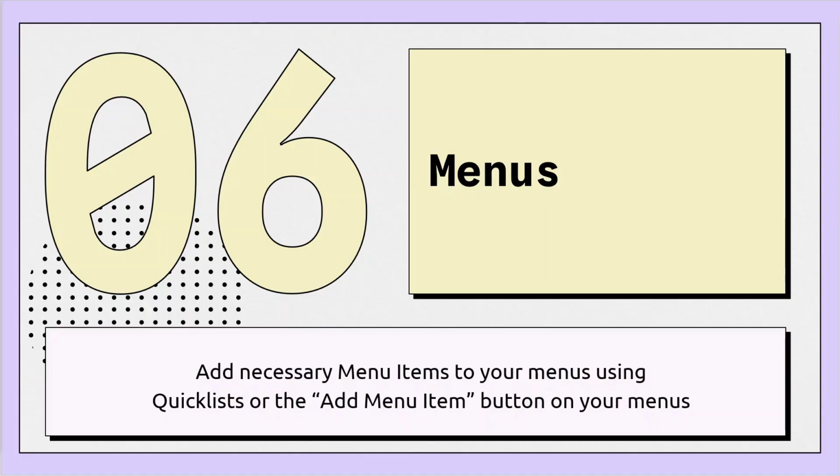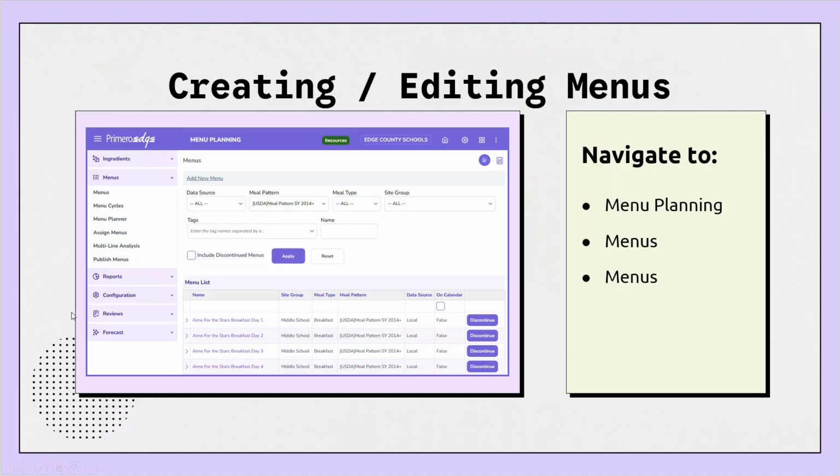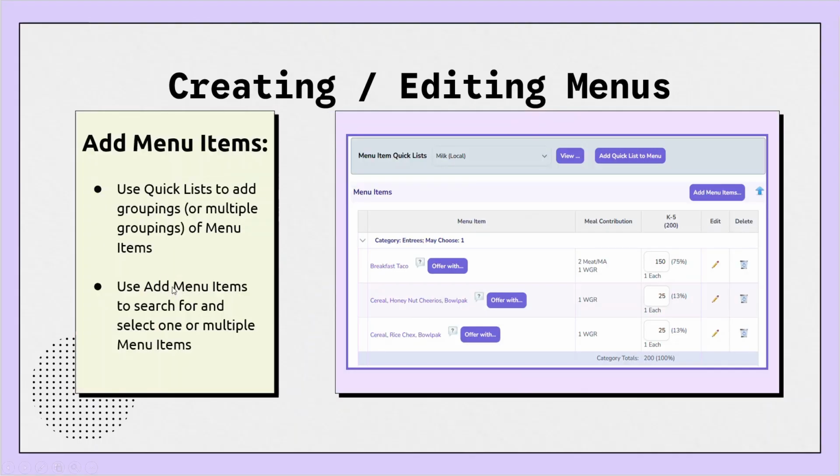The other area that we're going to talk about is menus. Navigate to your Menus page to view existing menus or create new ones. So Menu Planning, the Menus section on the left-hand side, and then Menus. You'll have the list of menus that are in your system, and you have a link at the top to add new menu. You can use quick lists to add groupings of menu items to a menu, or you can use the button labeled Add Menu Items to get the pop-up for adding menu items.